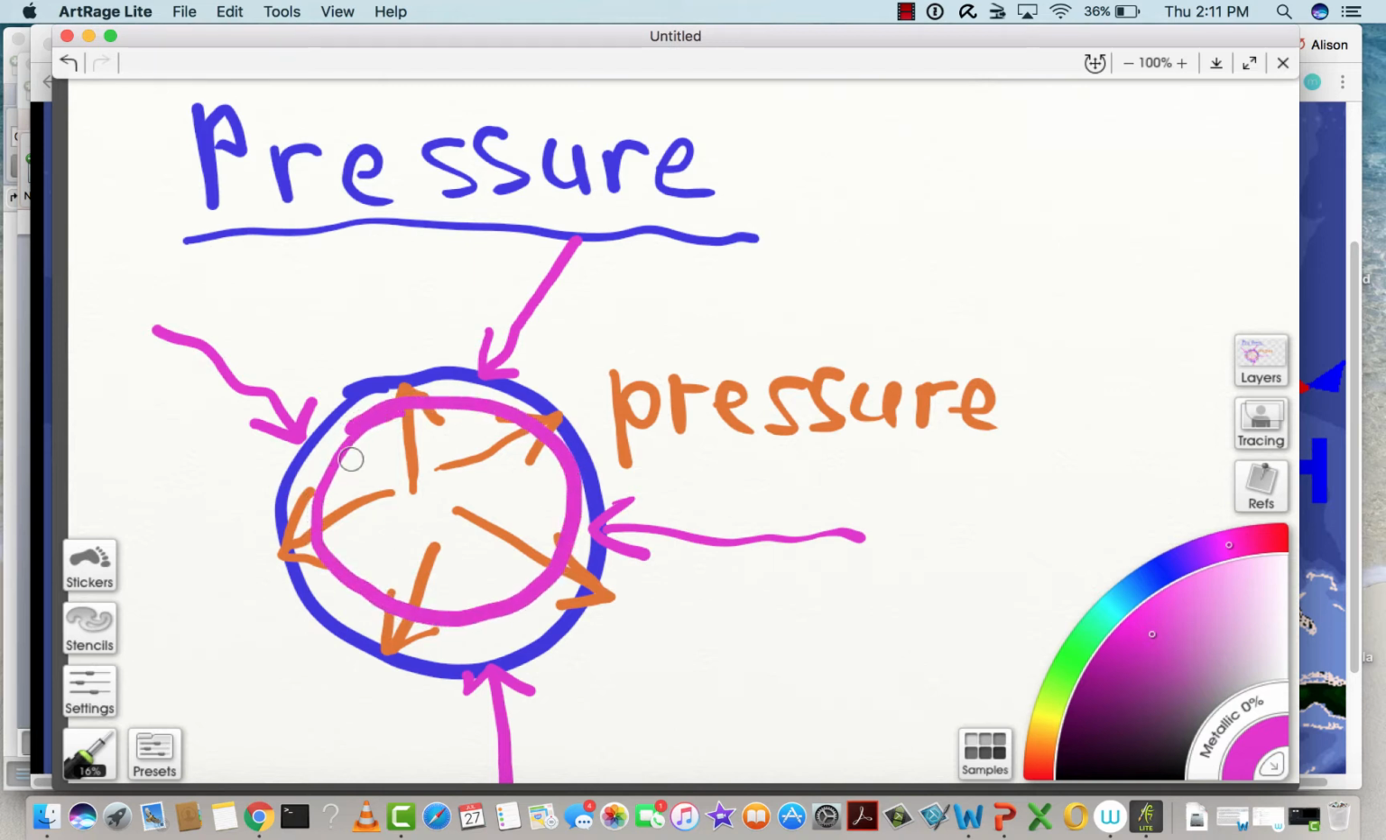Okay, so air pressure is a sense of the pressure that the molecules inside are exerting on the skin of this imaginary parcel.